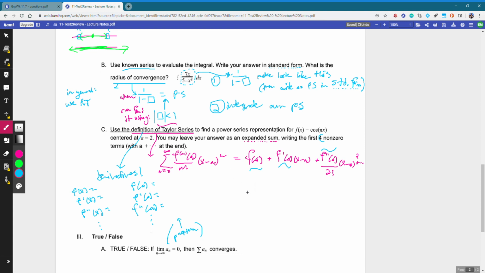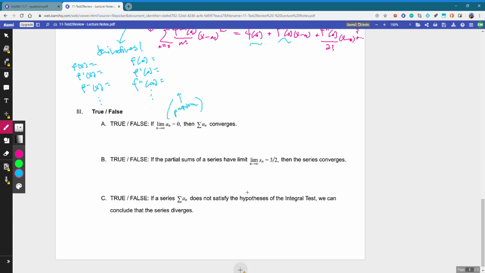All right, moving on, got some true false. For this first one, if the limit of a_n equals 0, then the limit of a_n converges, then the series for a_n converges. Is that true or false? Let me just say, think about what the test for divergence says and what the test for divergence does not say. I'll write that down since I'm writing notes. Think about test for divergence.